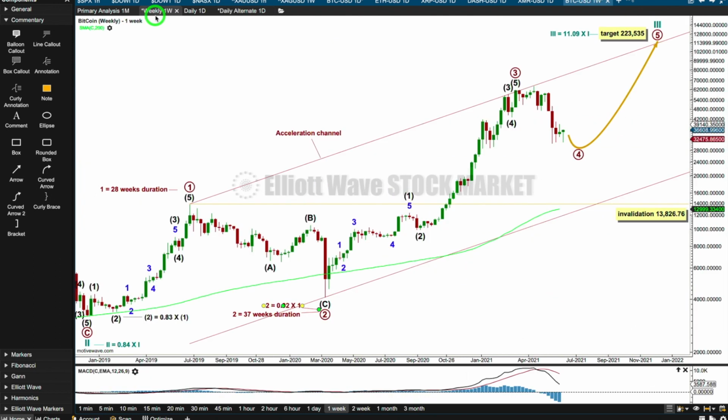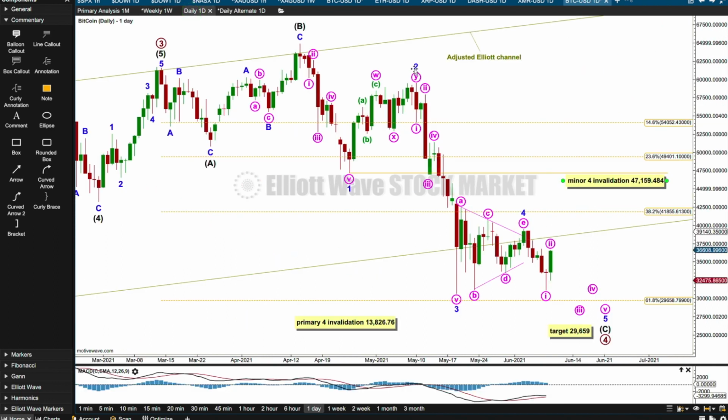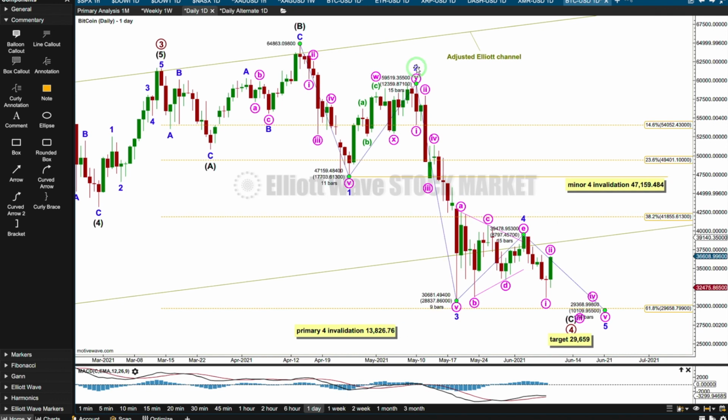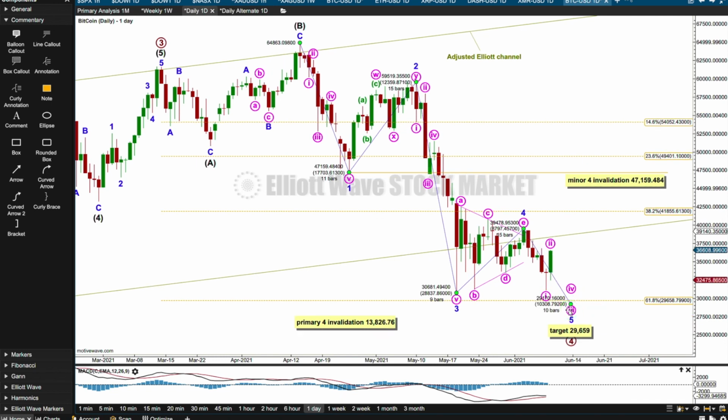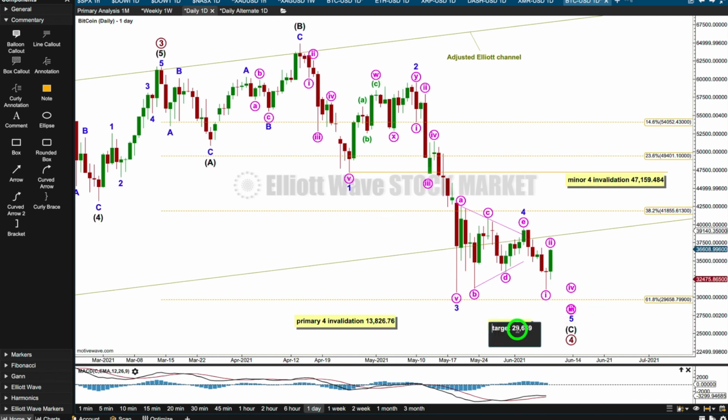So when we go back to the weekly chart, I don't think primary 4 is over. I think we've got just a little bit more of a low. And I'm just going to grab my calculator and do a calculation. The most common relationship for a fifth wave is for it to reach equality in length with its first wave, and that would be achieved at 21,775.34.